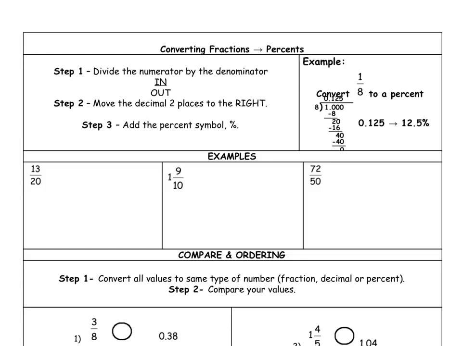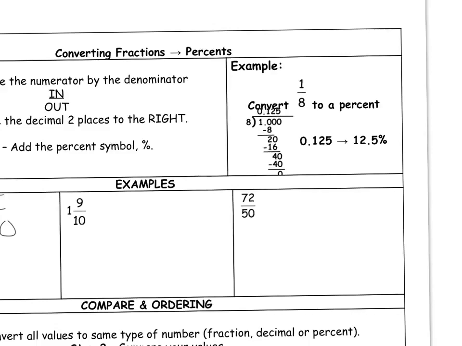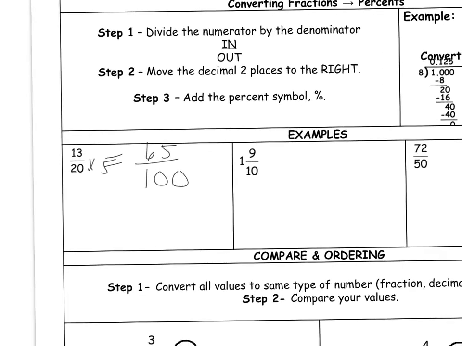So let's try 13 over 20. Well, you notice that 20 goes into 100. So I'm going to go ahead and write this as an equivalent fraction over 100. So 20 times 5 is 100. So 13 times 5 is 65. Okay. And I can write 65 over 100 as a decimal, I can write it as 0.65. And you know that percents come out of 100. So, or I can just say 65%. Or I can take the decimal and I can move it twice, 1, 2, which is 65%.